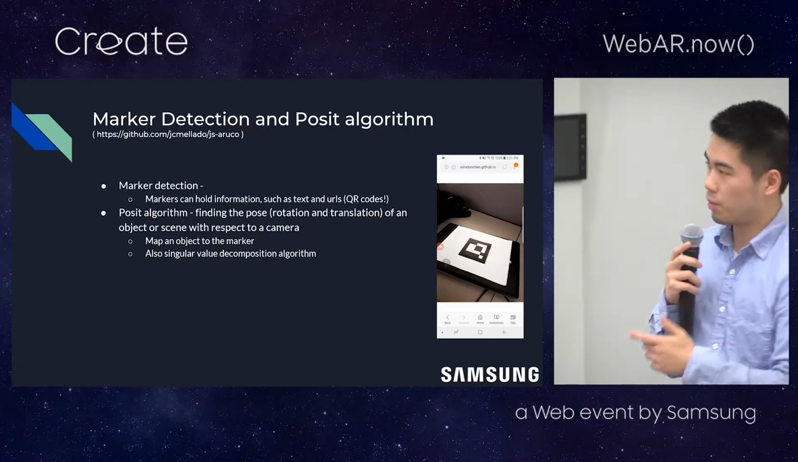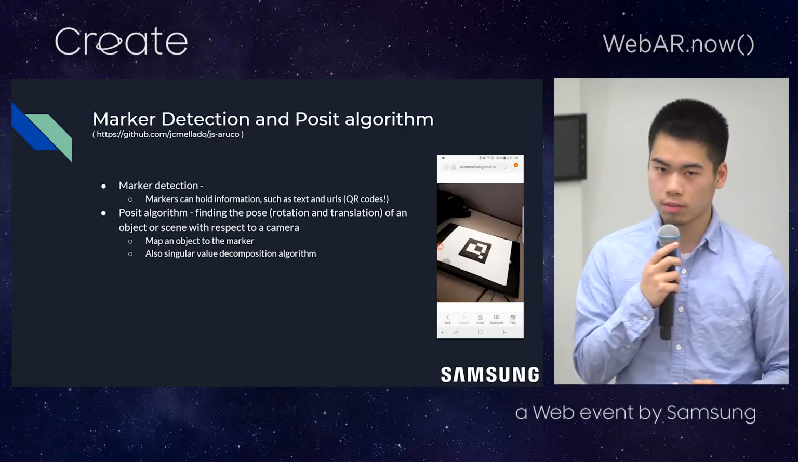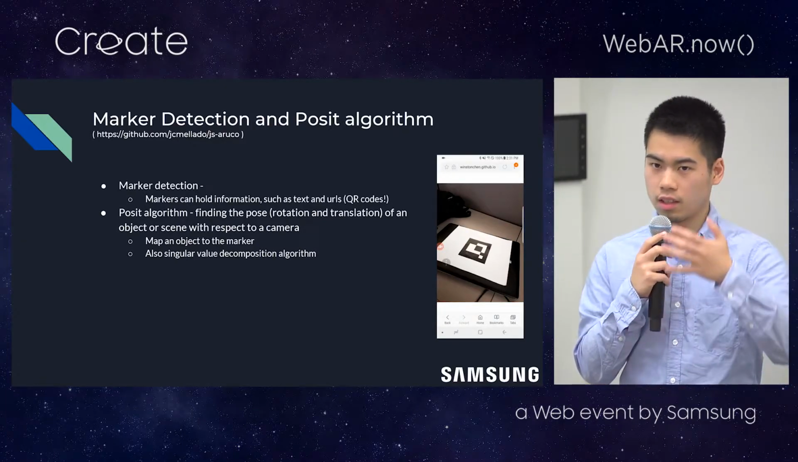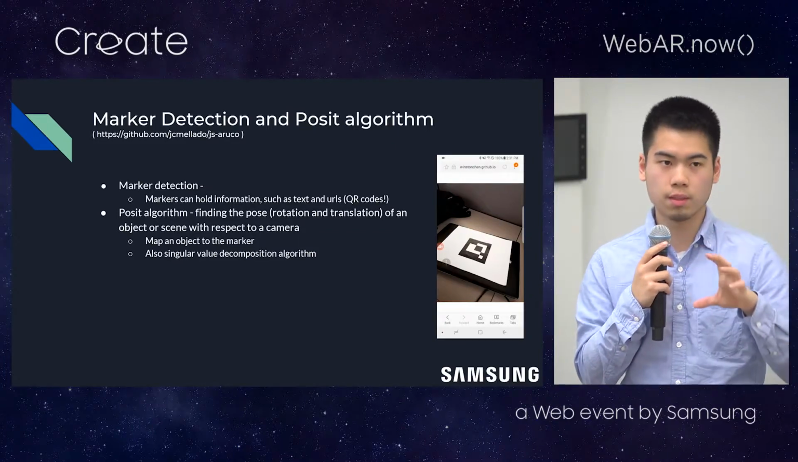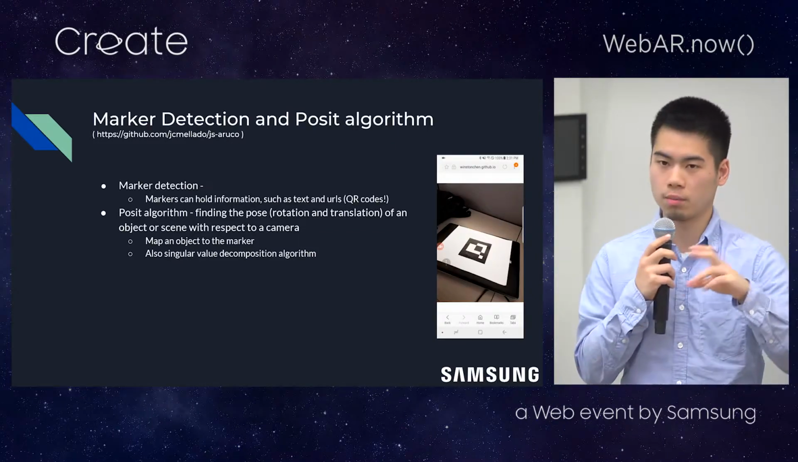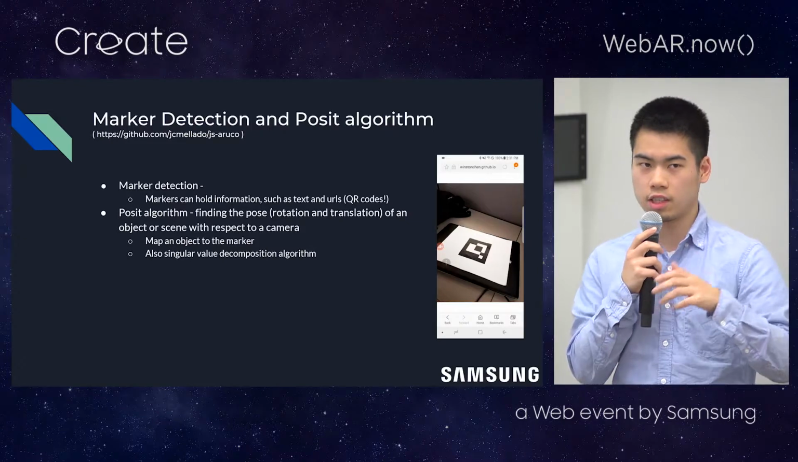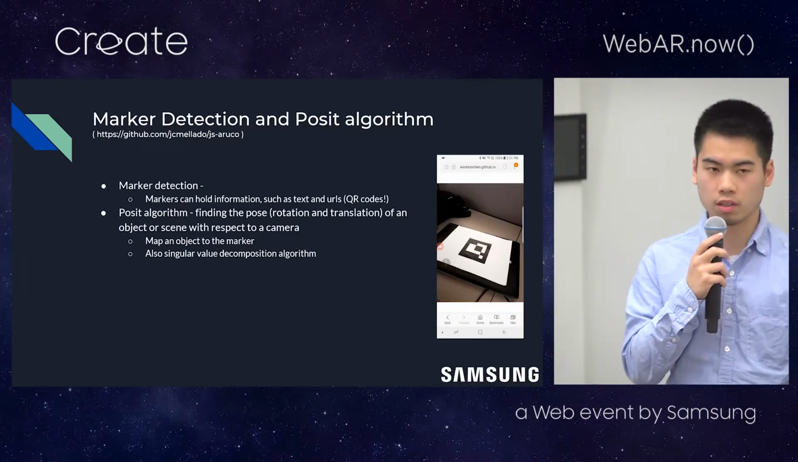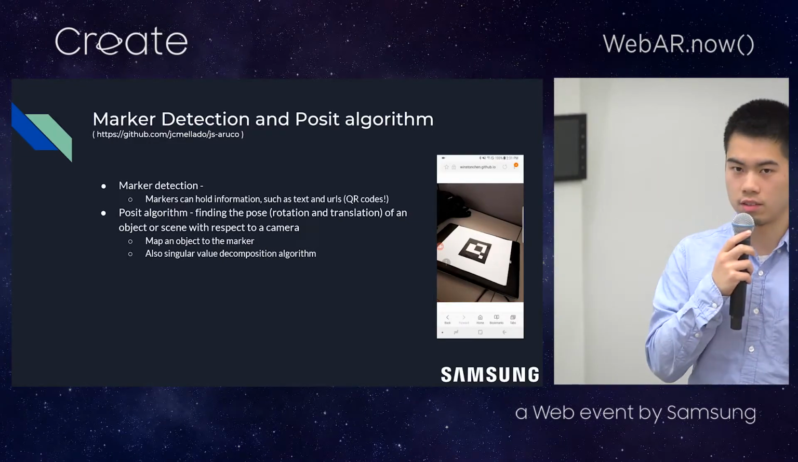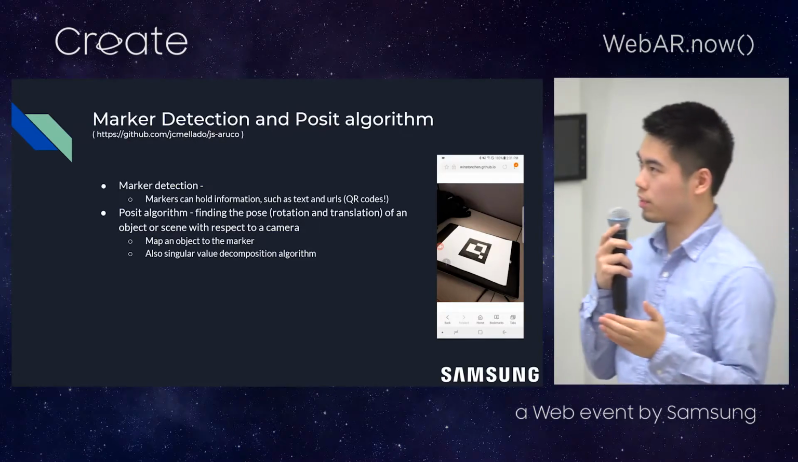And also with this library, they had a POSIT algorithm, which basically takes a snapshot of your image, one frame, and it figures out where the marker is. From that, it tries to compute a 3D pose in the real world so that you can find it and do what you want with it.